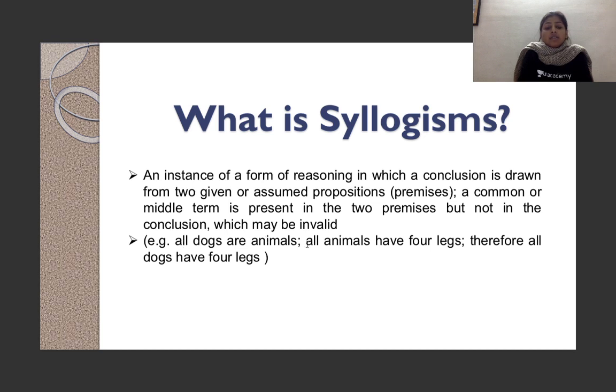All dogs are animals, all animals have four legs, and therefore all dogs have four legs. So the first two statements are assumed propositions. All dogs are animals. All animals have four legs. If you see, the common term here is animals, right? And that is not present in the conclusion: all dogs have four legs. But the conclusion here is valid in this case because all dogs are animals and all animals have four legs. So all dogs will also have four legs.